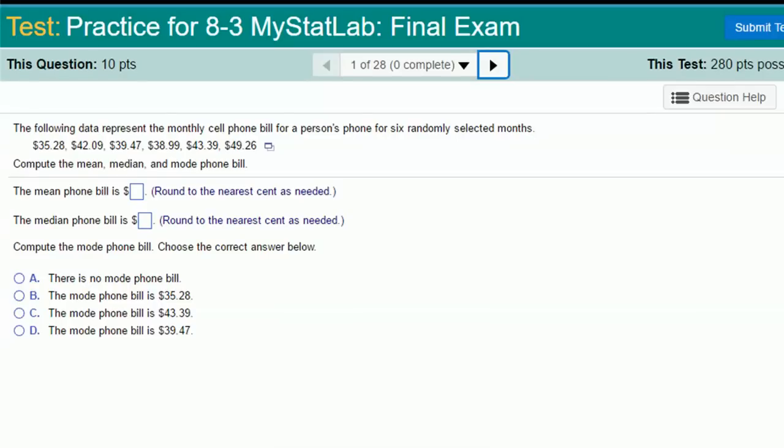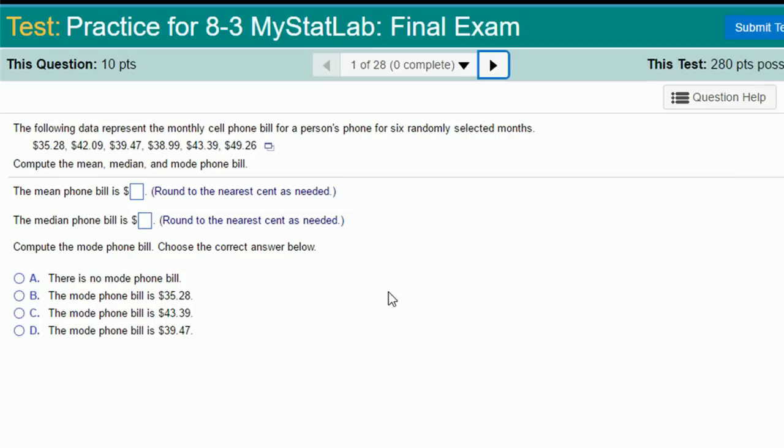Welcome to the Math 240 final exam practice. So I'm going to go through all 28 of the problems and show you how to do them probably the most efficient way possible. I'm going to make a lot of use of StatCrunch as much as possible because I think it's a very useful tool.